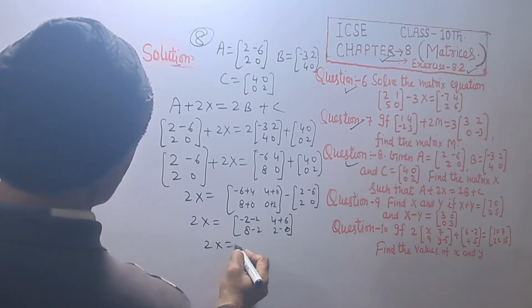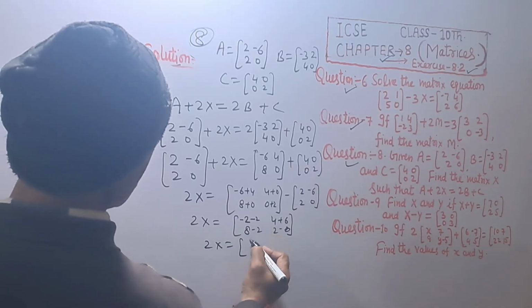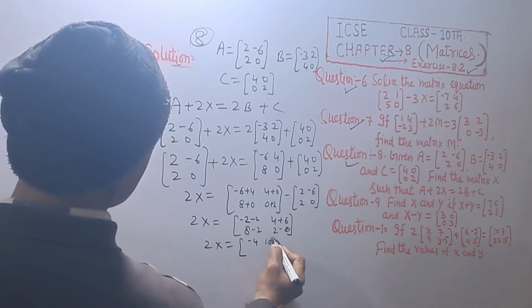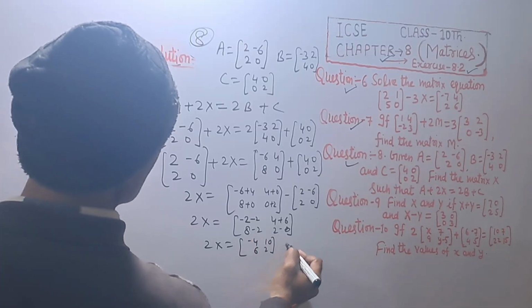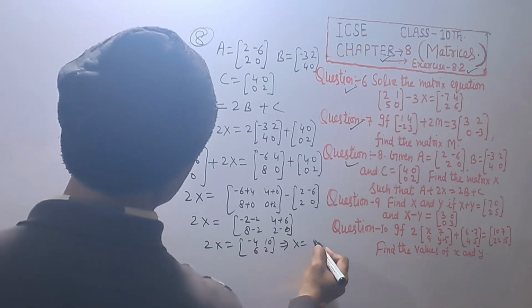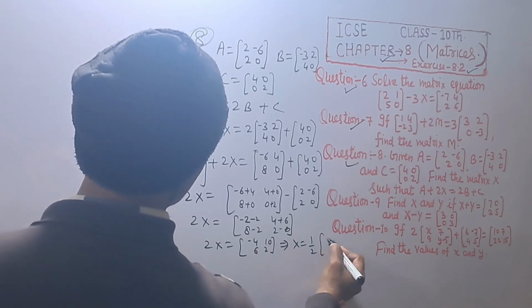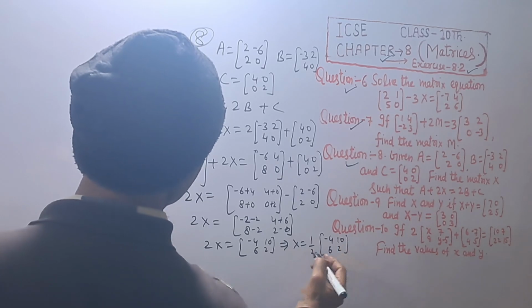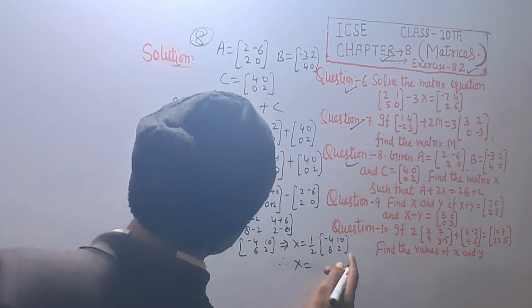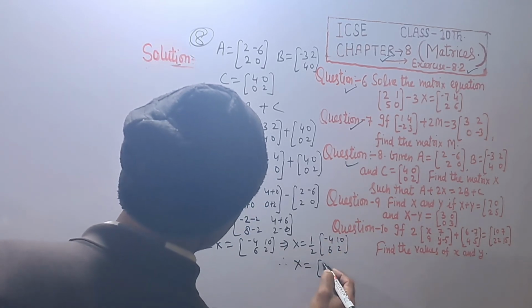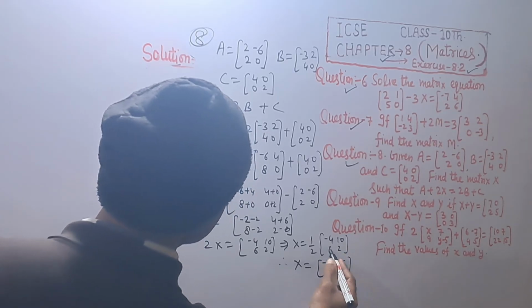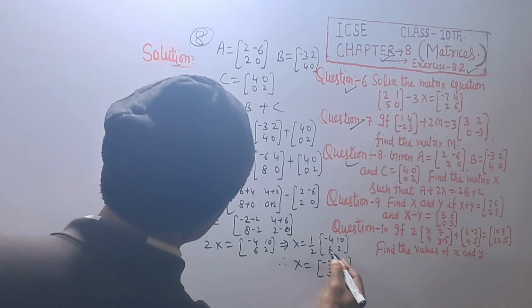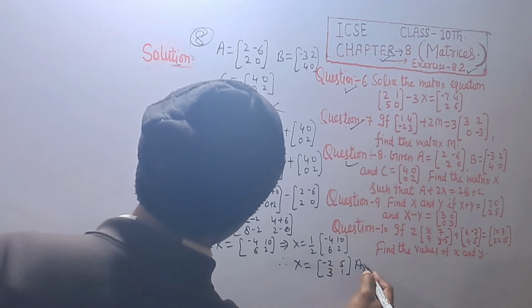So 2x equal to [-4, 10, 6, 2]. So x is equal to half of [-4, 10, 6, 2]. So the value of x equal to: -4 divided by 2 is -2, 10 divided by 2 is 5, 6 divided by 2 is 3, 2 divided by 2 is 1.